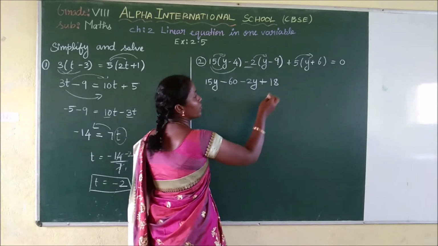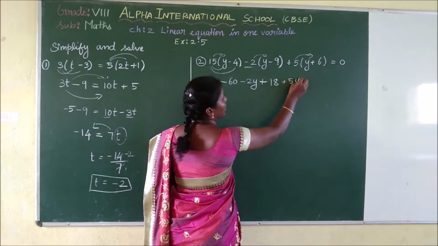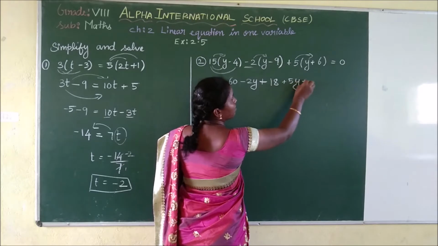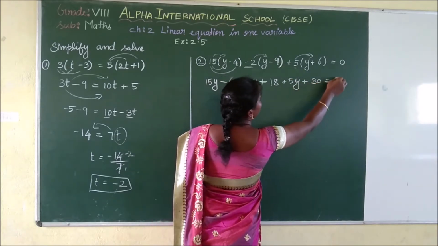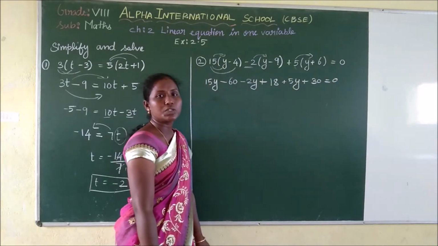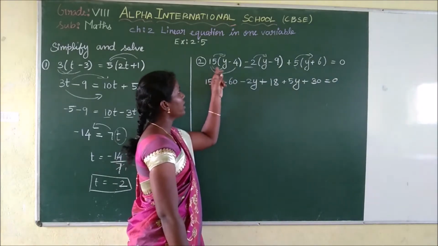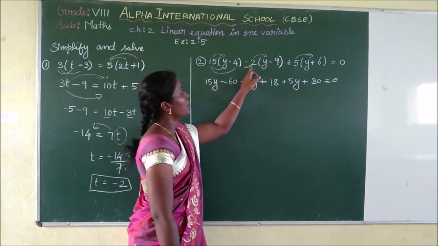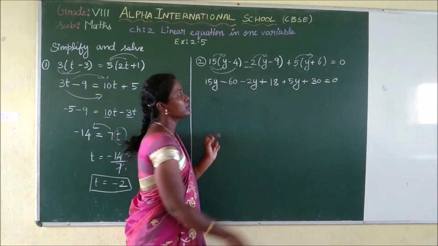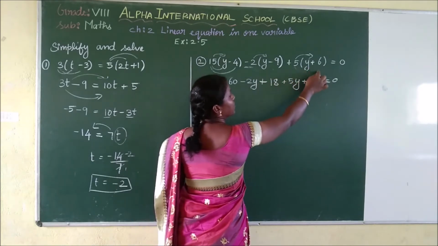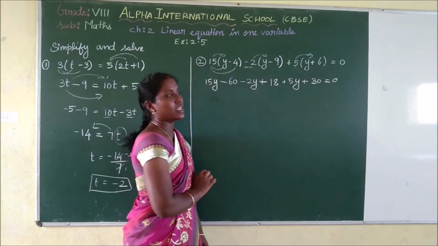The next number, 5. So 5y, plus 6 5s are 30, which is equal to 0. The RHS of the equation is 0. So 15y minus 60 minus 2y, minus into minus plus 9 2s are 18, 5y, 6 5s are 30, equal to 0.